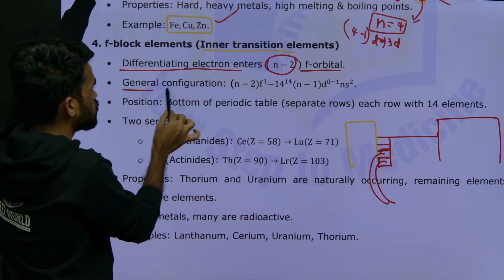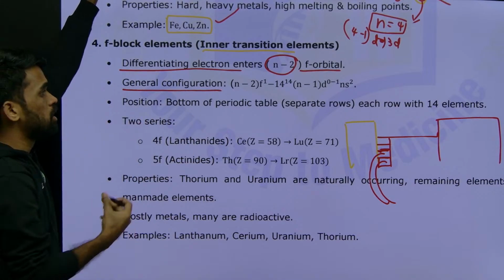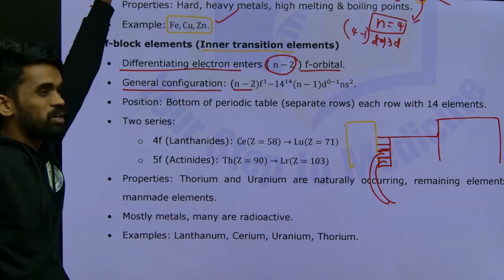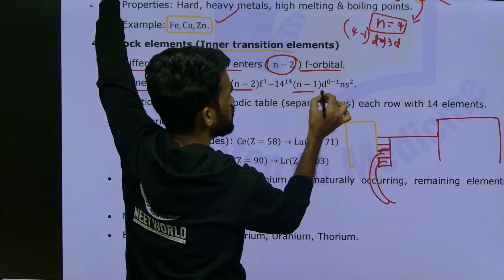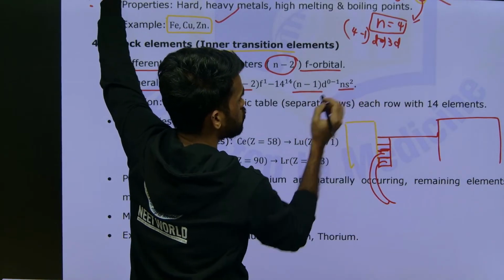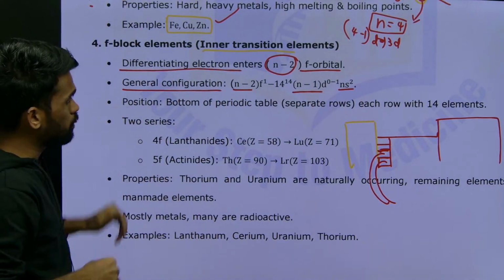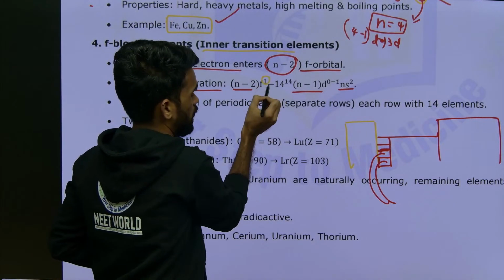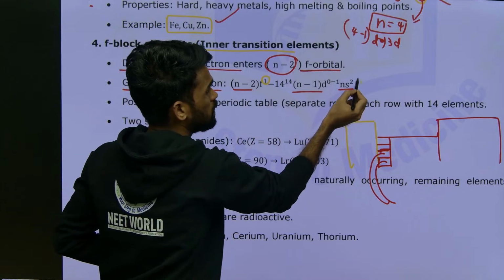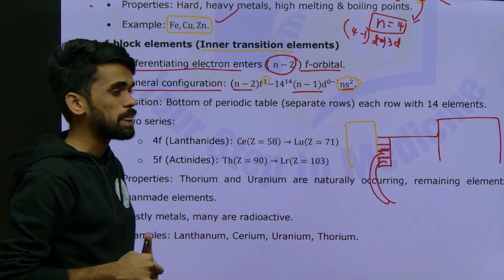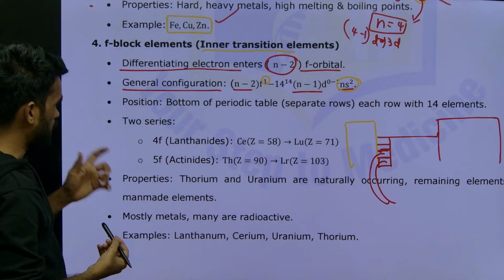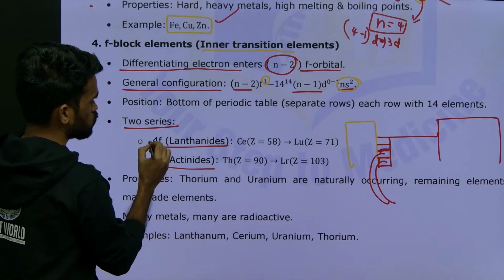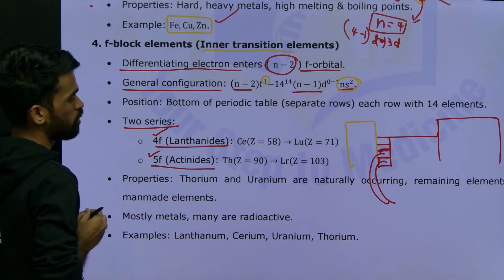Now what is the general electronic configuration for F block elements? It will be (n-2)f 1 to 14, then (n-1)d 0 to 1, and ns2. It means we are filling electrons in the f orbital after filling the ns electrons. For example, what are the two series we have? The two series are lanthanides and actinides. This is called the 4f series, and this is called the 5f series.